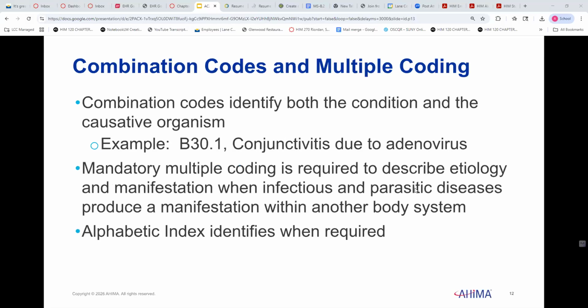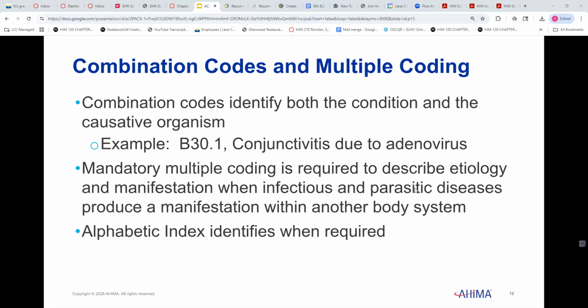There are some combination codes and multiple codes, like conjunctivitis due to adenovirus, B30.1. If a combination code identifies both the condition, such as conjunctivitis, and the organism, the adenovirus, that's the code you use. You don't put a separate code for the adenovirus and the conjunctivitis. You just use the combination code. That's the correct way to do it.